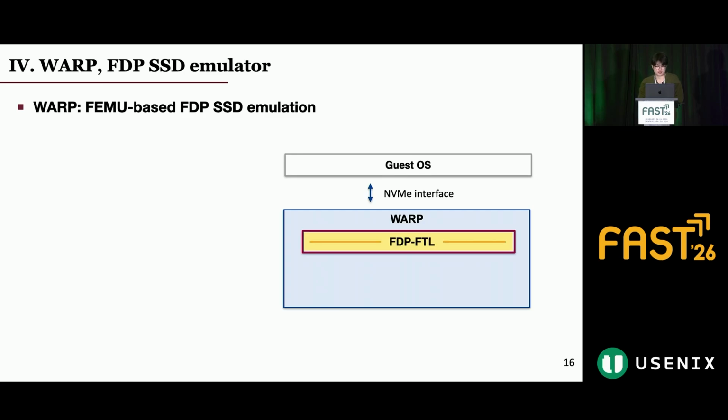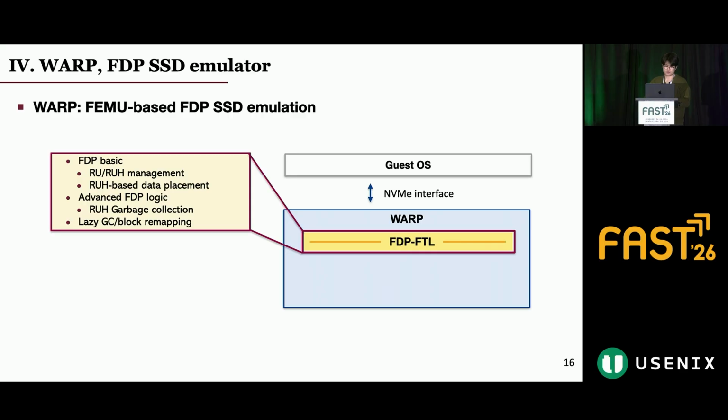As you can see in the architecture diagram, the guest OS communicates with WARP through the NVMe interface, just like it would with a real device. Inside WARP, we have an FDP FTL layer. At the basic level, the FDP layer includes RU and RUH management, along with RUH-based data placement. So writes are directed to the correct reclaim unit based on the host hints. For advanced FDP logic, we implement a firmware framework for RUH-aware garbage collection. So now finer-grain garbage collection is possible rather than globally picking a victim.